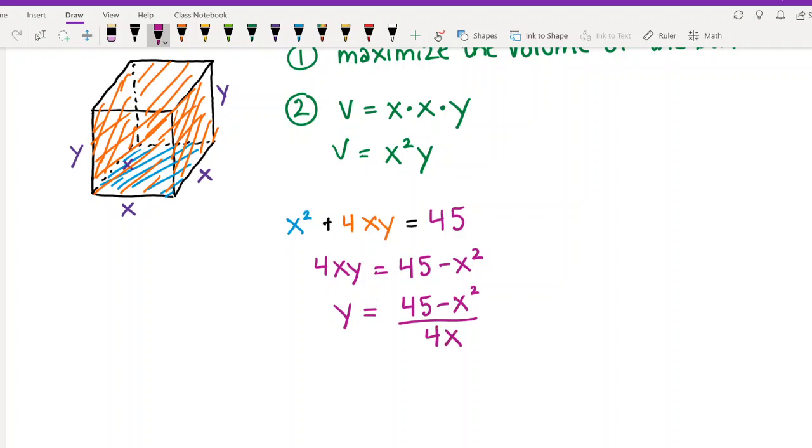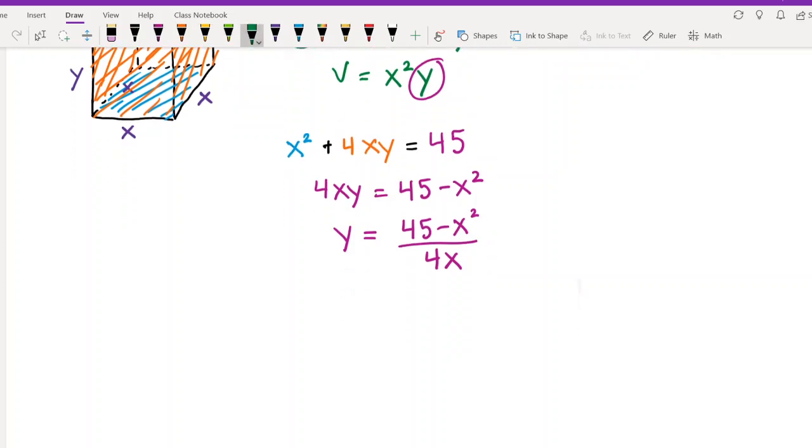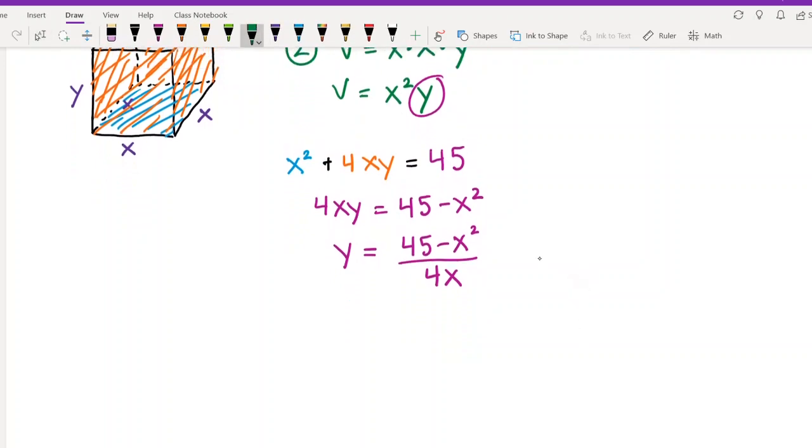So now what can we do? Well, we can now replace y with what we just found here, and that will give us an equation for the volume that only has one variable in it. And so it's going to end up with only x's in it, right? So that means that it's going to be a function of x. So V of x is going to be equal to x squared times (45 minus x squared) over 4x.